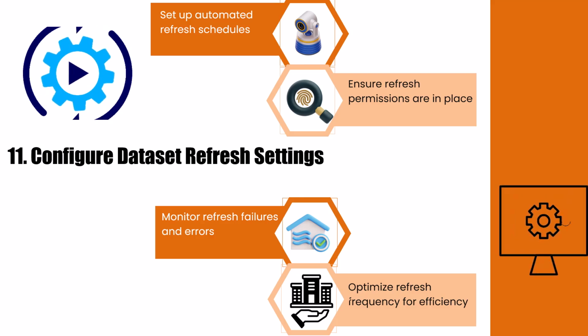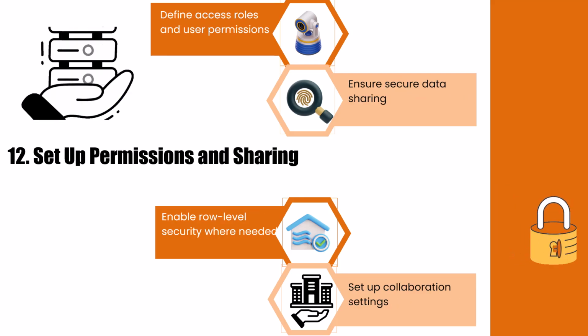A balance is key. Data access is all about giving the right people the right keys. We define access roles so that everyone sees only what they should. Secure sharing is a must, no data leaks allowed. Row-level security ensures people see just their slice of the dataset, like a well-portioned pizza. Finally, collaboration settings help teams work smoothly because teamwork makes the dream work.